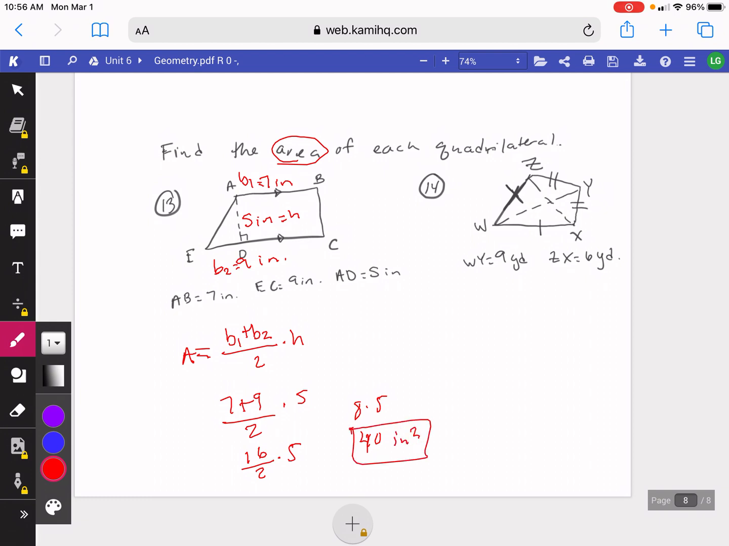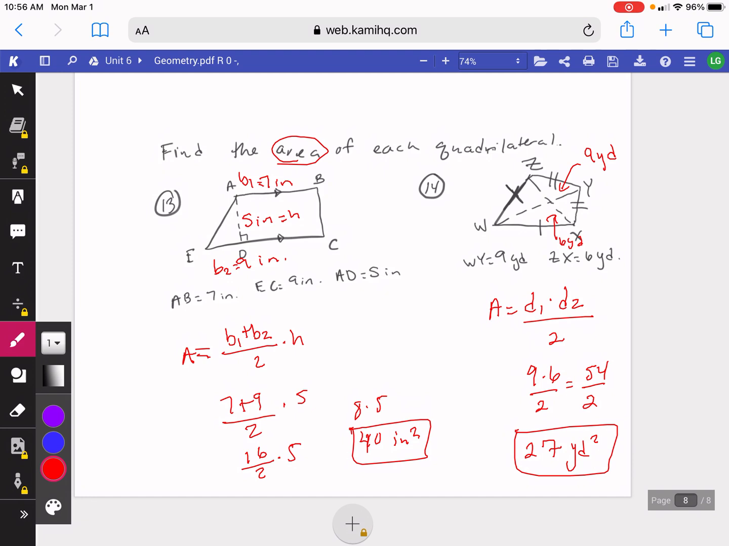On the next picture, we have a kite. The area of a kite is diagonal 1 times diagonal 2 divided by 2. So my first diagonal here is 9 yards. My second diagonal is 6 yards. I'm going to plug those into my formula. So I get 54 divided by 2, which comes out to 27. And my units here would be yards squared.